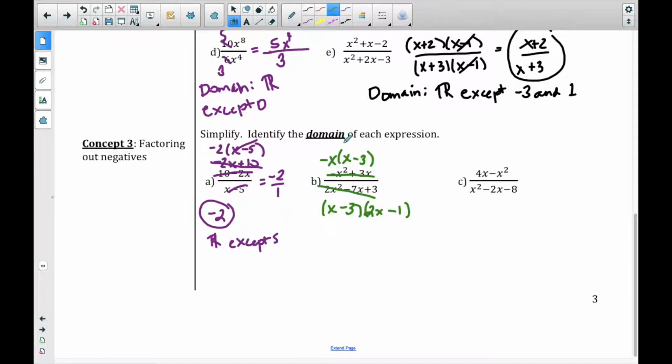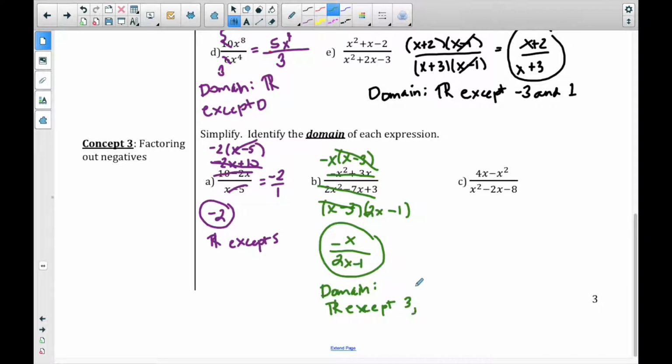Now that I've factored it, I can see, oh, here's a common factor. I'm going to get rid of my common factor. And so now my simplified version of my answer. And then I also need to list my domain. My domain is all real numbers except, and there will be 2 because there were 2 factors. One of them is easy, it's 3. The other one, I just have to solve this, and I think a lot of us can just solve that in our head. We're going to add 1, divide by 2, so that is 1/2. So my domain is all real numbers except for 3 and 1/2.